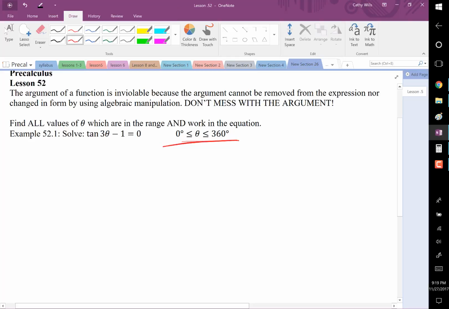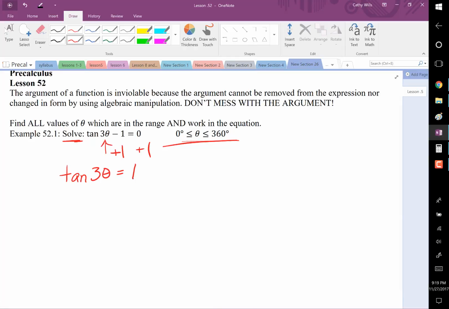So remember, when you solve an equation, you are finding all the values of the unknown for which the equation makes a true statement. All right, so we want to solve this equation, tangent 3 theta minus 1 equals 0. The first thing we're going to do is isolate tangent 3 theta by adding 1 on both sides of the equation, and we get tangent 3 theta equals 1.